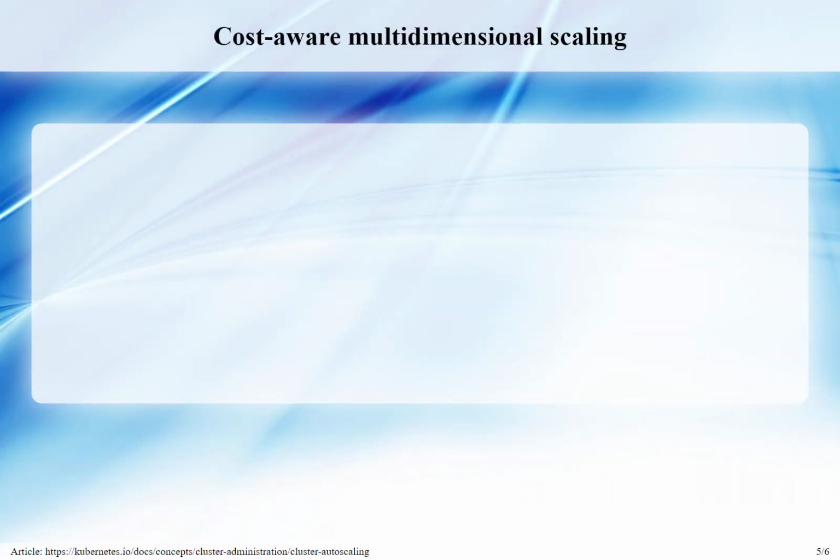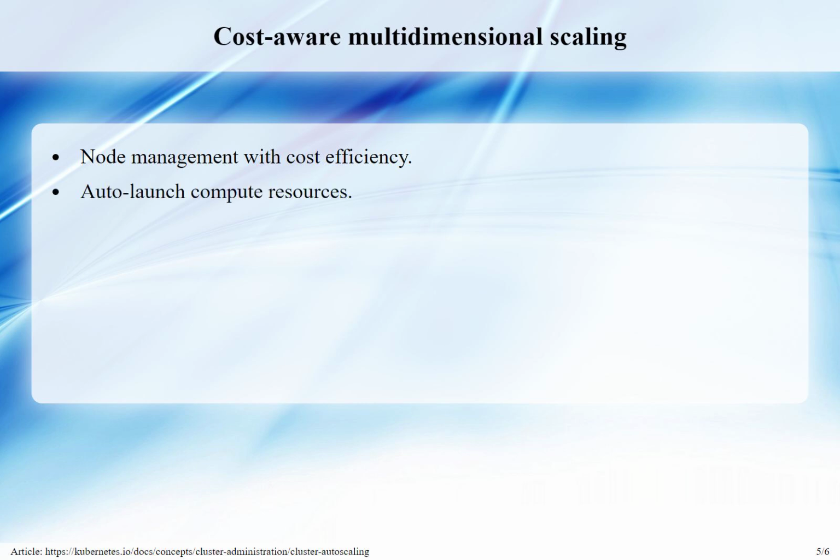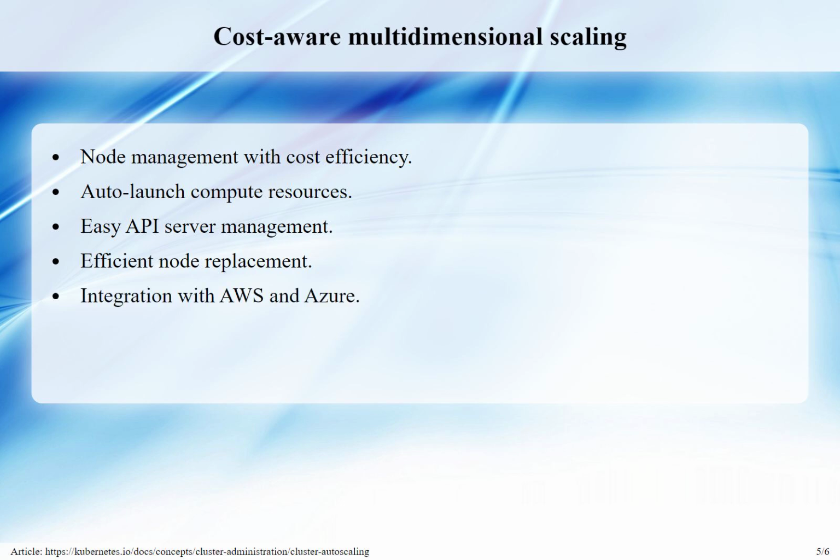Cost-aware multidimensional scaling. Karpenter manages cloud nodes using plugins for cost optimization. It quickly launches the necessary compute resources for Kubernetes clusters. Designed for easy cloud provisioning with API-driven server management. Karpenter shuts down existing nodes after provisioning larger replacements. Integrates with AWS and Azure, not maintained by Kubernetes authors.